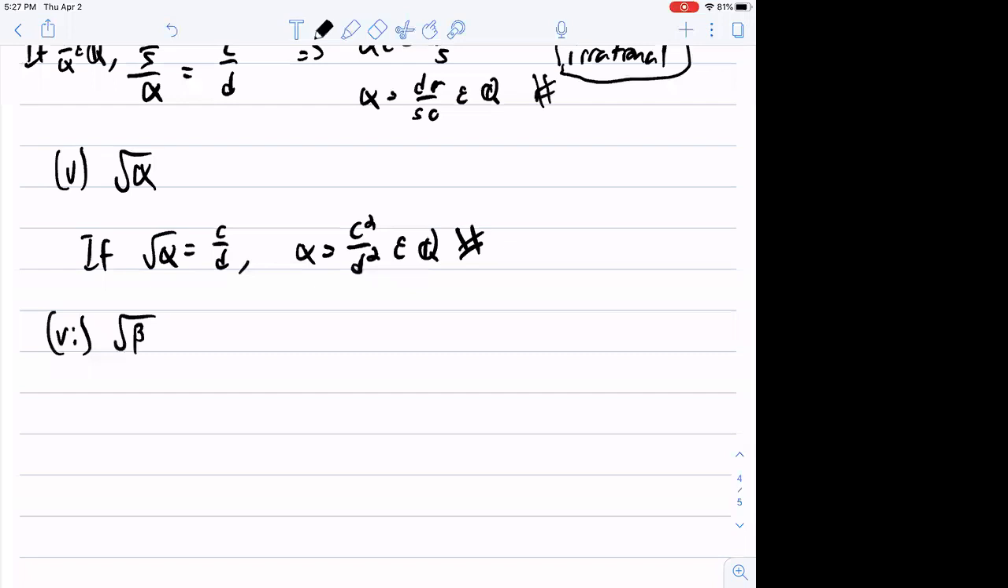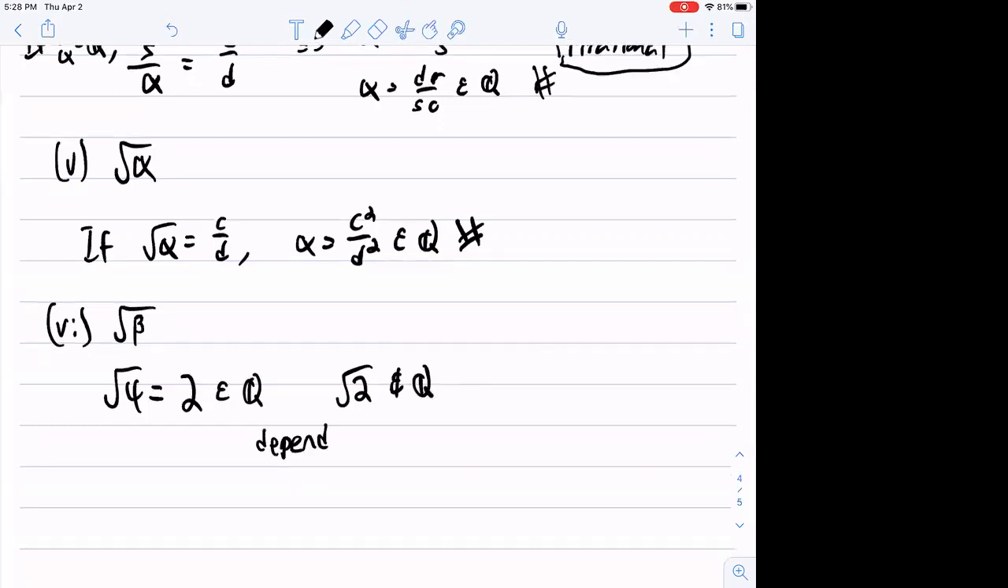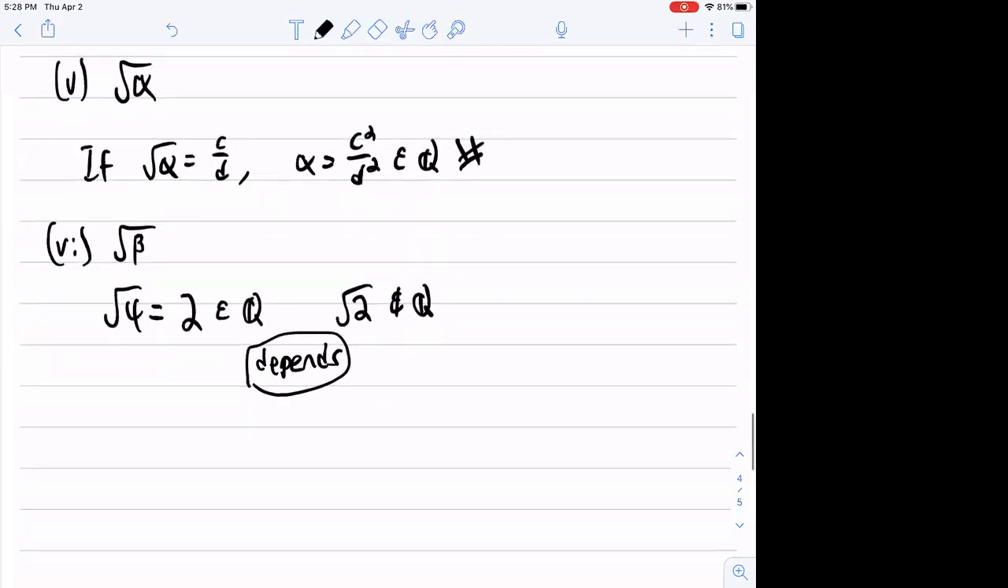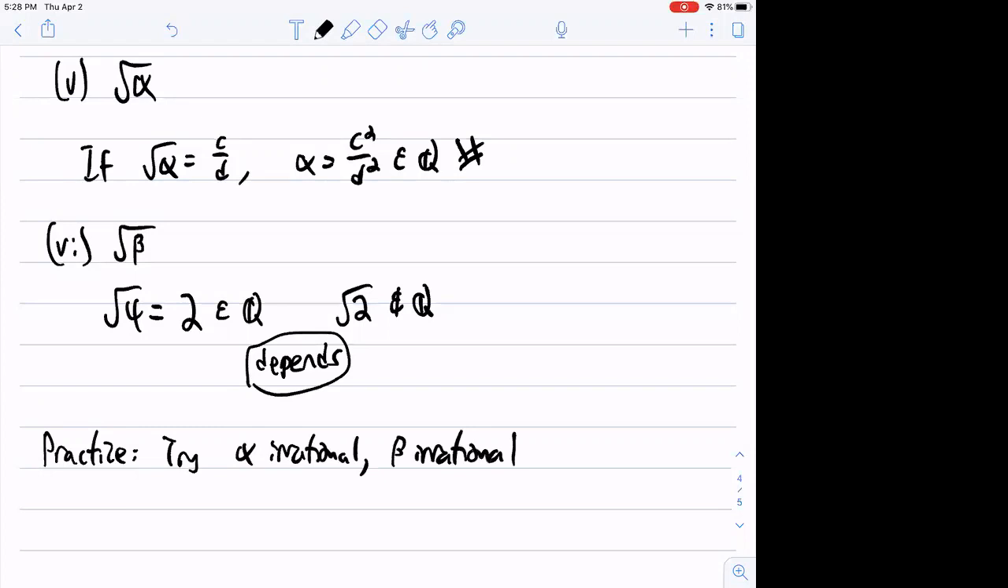Okay, so root beta is what? Would that depend on what beta was? Yes. Easy example, root 4 is 2, right? But root 2 is not in Q. So this depends. So I encourage you, as practice, to try alpha irrational, beta irrational. You could try that out for yourself.